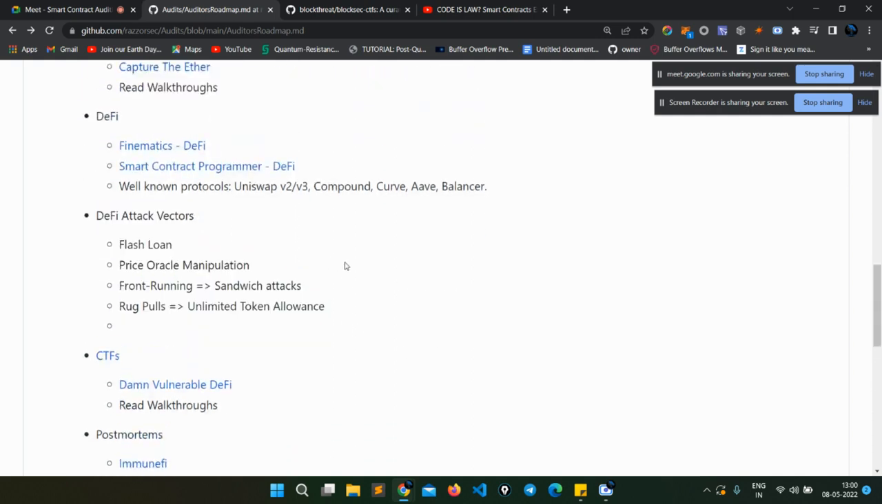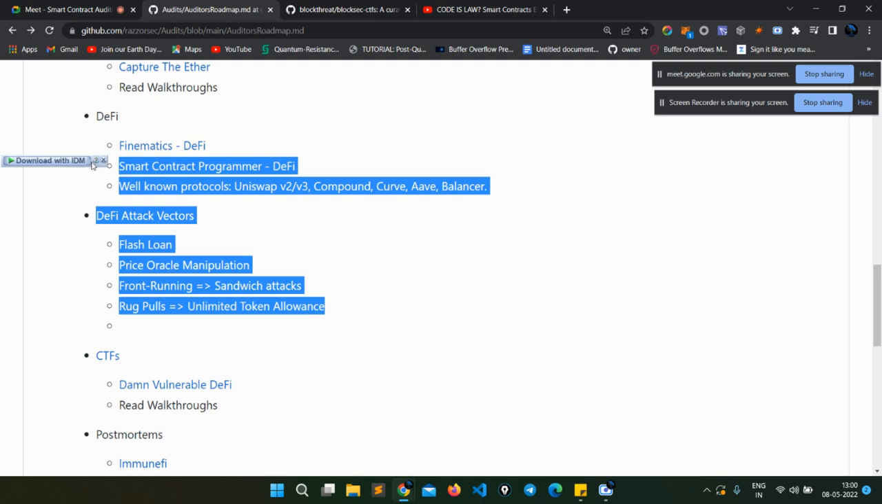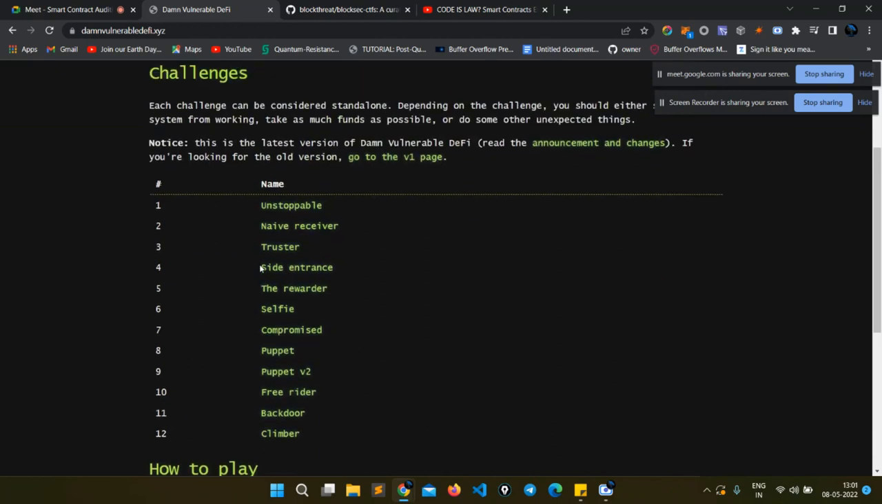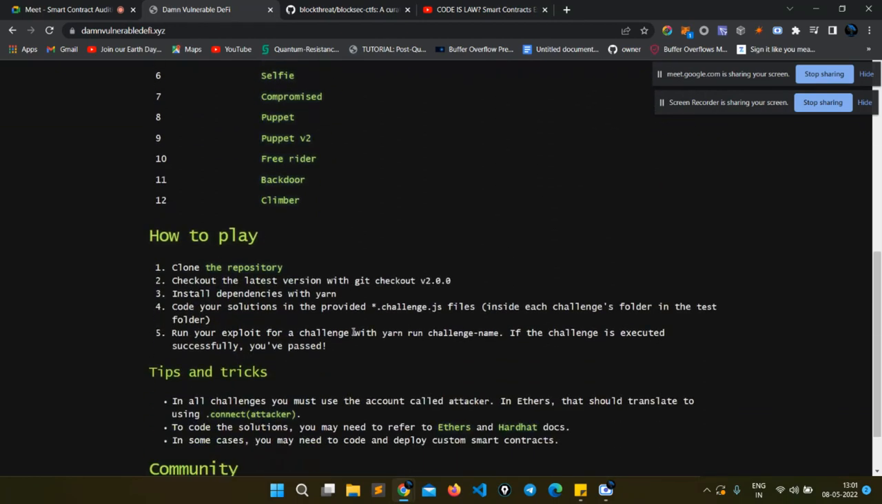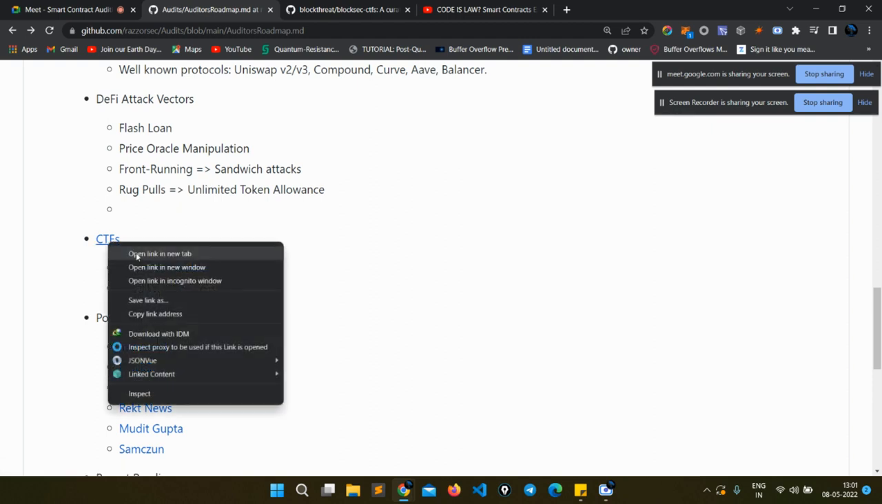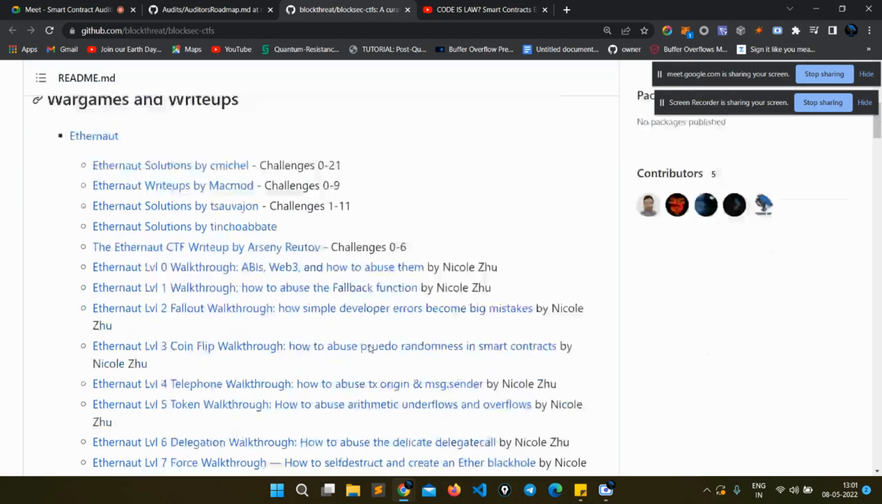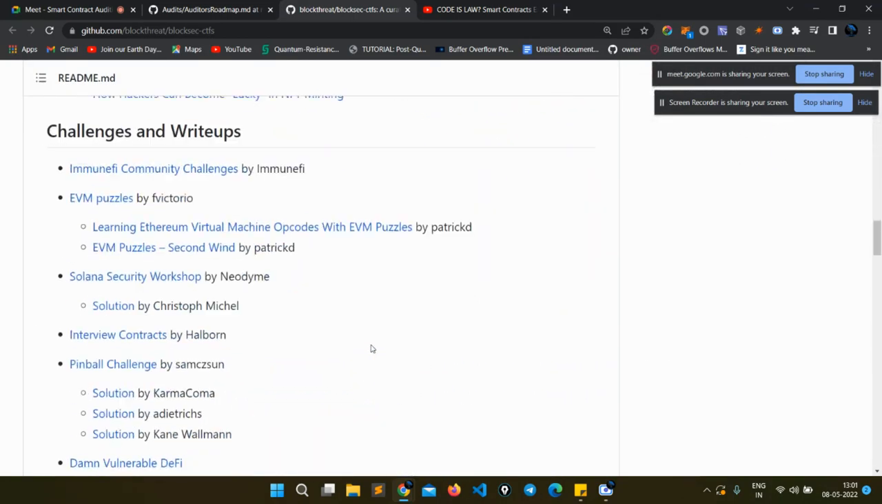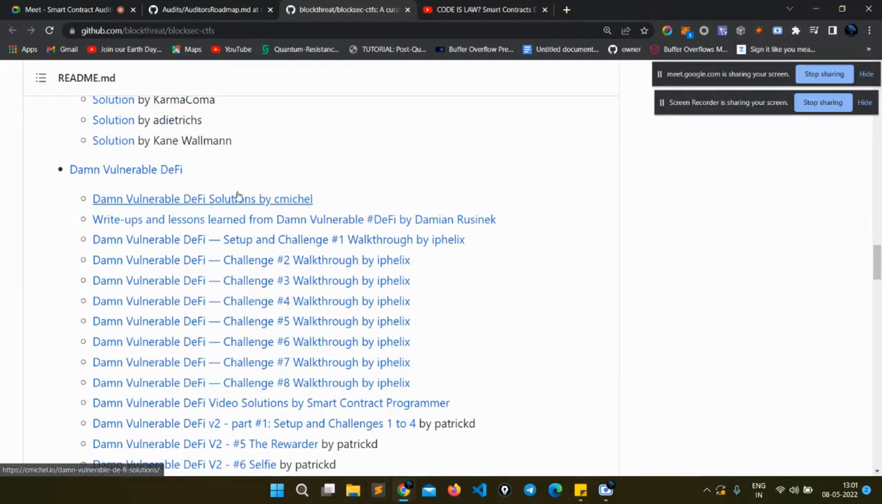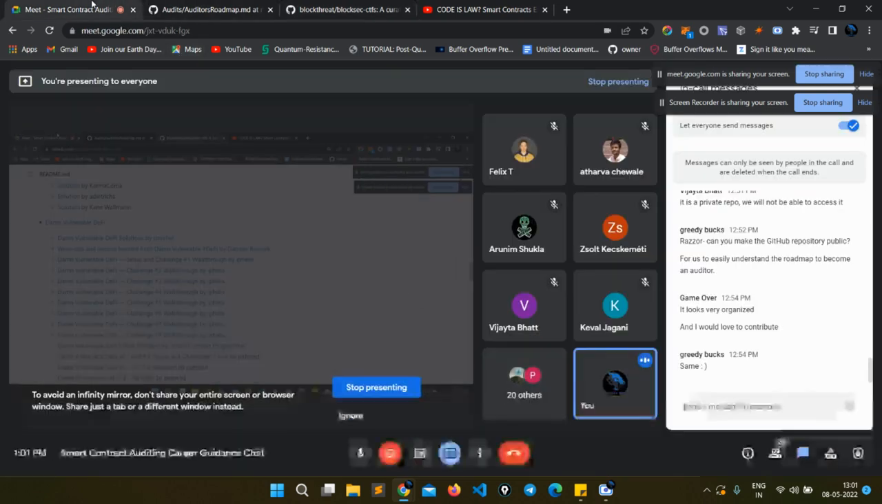These are some of the attack vectors that you're supposed to know. Once you have this sufficient knowledge, then you can practice CTFs around DeFi. There is a very popular one, Damn Vulnerable DeFi. It covers some challenges that you can try your best to solve. If you're not able to solve them, you can always go ahead and read walkthroughs. The repository that I've shared covers some write-ups and walkthroughs of Damn Vulnerable DeFi, which you can refer to and gain knowledge from. So this is the one.